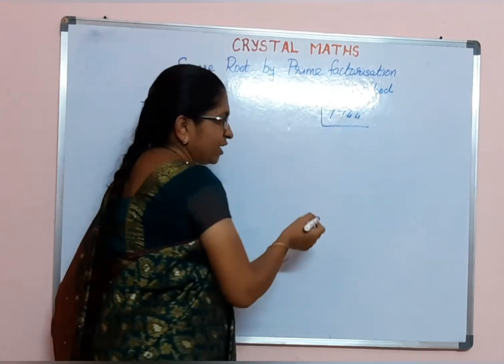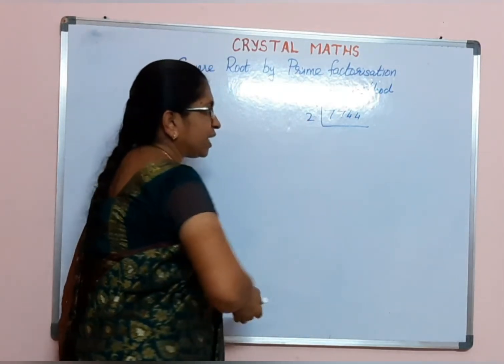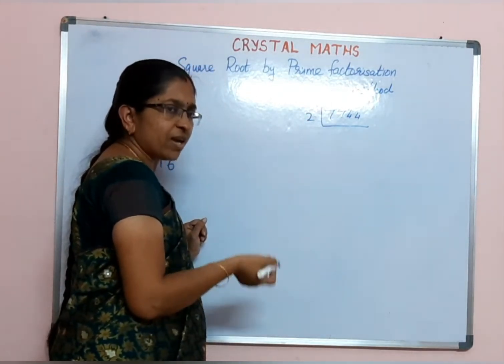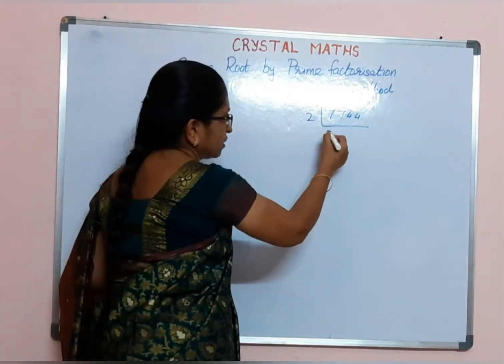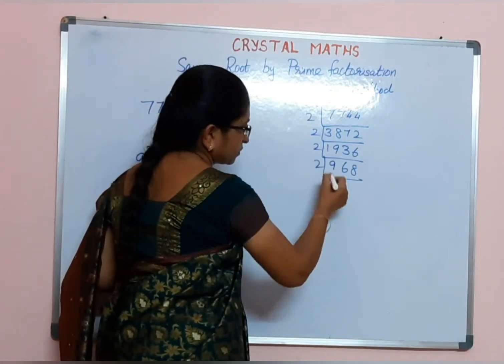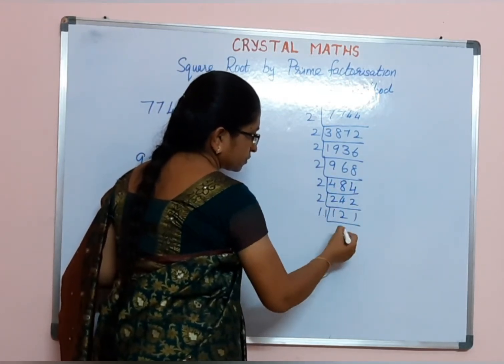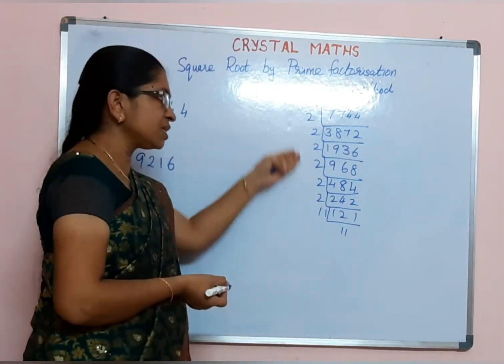Let us divide by 2. We should select a prime number and continue until we get a prime number as the last quotient. We need to stop there. Till that we have to do the prime factorization. We got the last number as 11, so we have to stop.